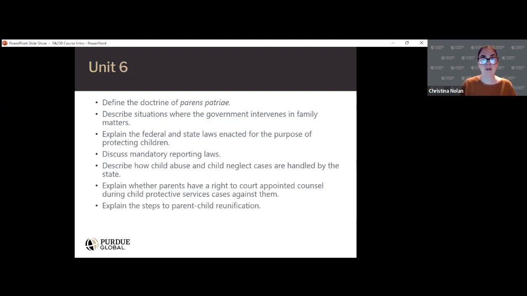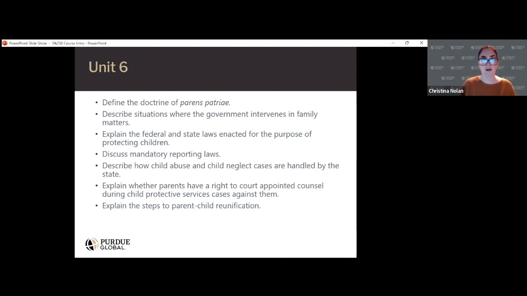Unit 6 focuses on the doctrine of parens patriae, and this is an interesting concept where the state kind of serves as an unofficial parent. And this usually takes place when the parent isn't doing their job, then the state steps in, or at least, shall we say, the state determines the parent isn't doing their job. So when does that happen? What are some federal laws? What are some state laws that are present to protect kids?